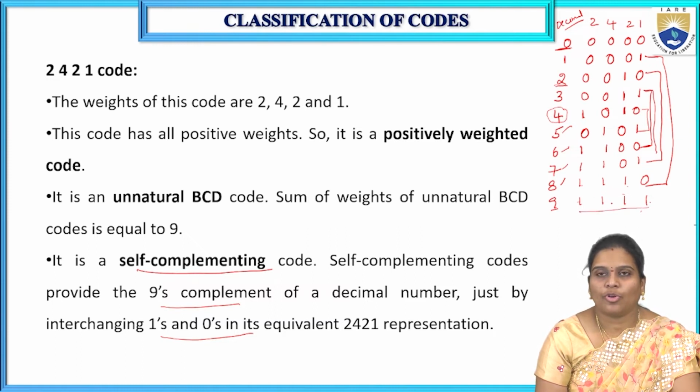So the 2421 code is a self-complementing code, but it does not follow all the binary values. Why? Because each and every decimal value we can write in two ways of binary values. It might be confusing. That's why the 2421 code is not used for writing binary numbers, binary values.